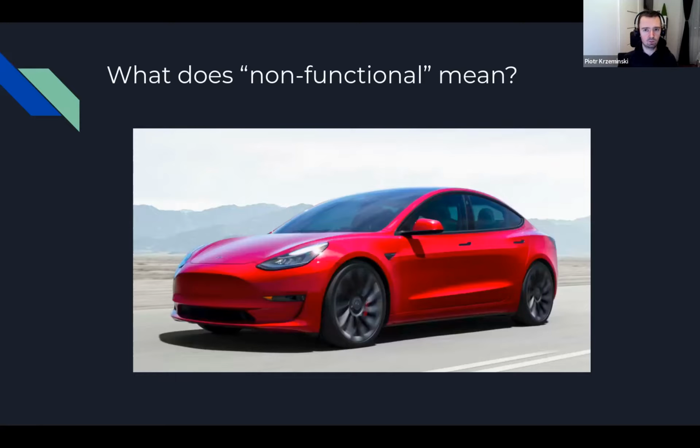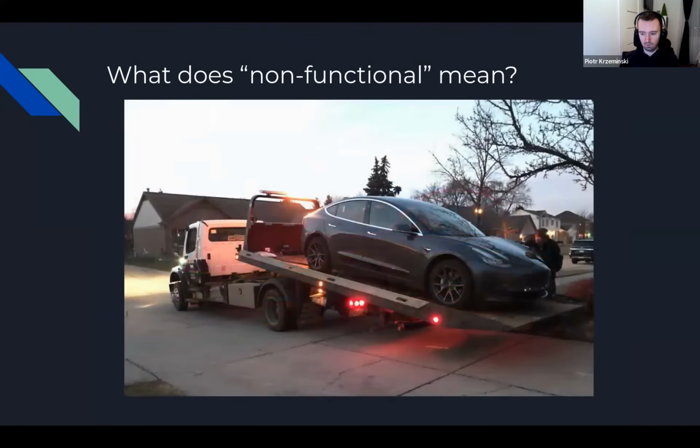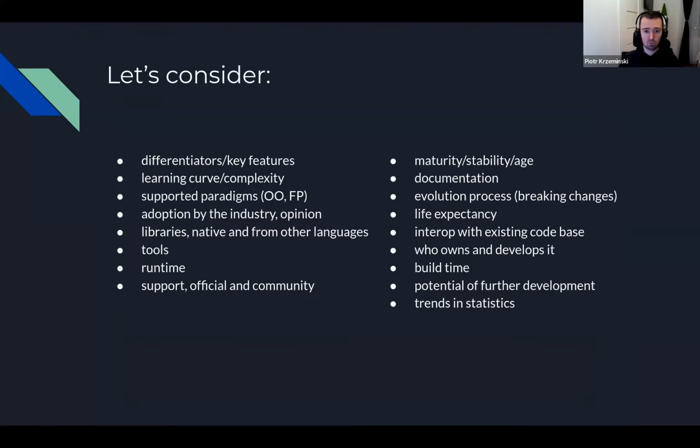So by non-functional, I mean all this stuff that is not really connected with using Kotlin, not its fancy features, but for example, if there's a bug, who can take care of this and how fast it will happen, or what's the community support. So I tried to come up with such aspects here. I had this little brainstorming and I came up with these ones.